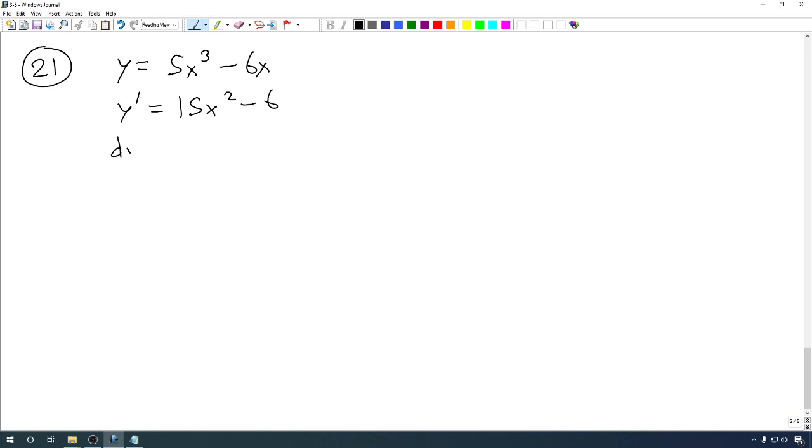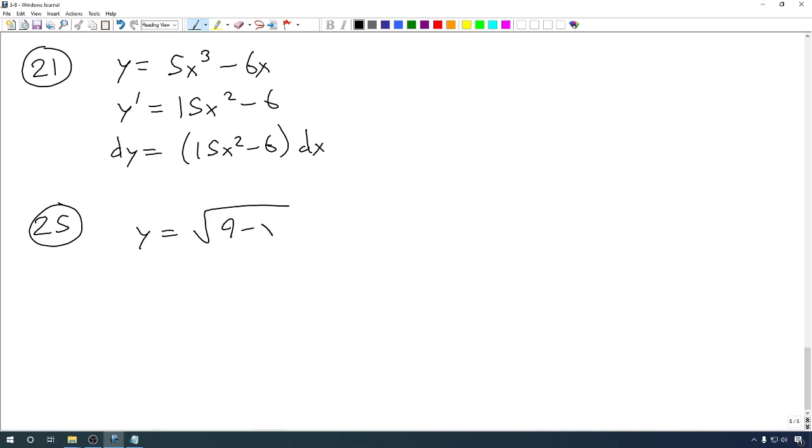And that means that dy is this derivative. I'm going to put parentheses around it just because the entire thing needs to be multiplied by dx. And that's the answer. This is the differential of this original function. And if we need to do any sort of approximation, this is what we could come to. Let's do 25 with the same directions here, but our function is now y is equal to the square root of 9 minus x squared.